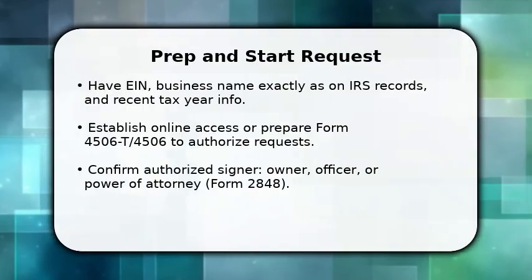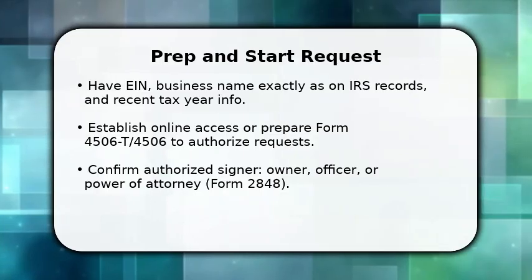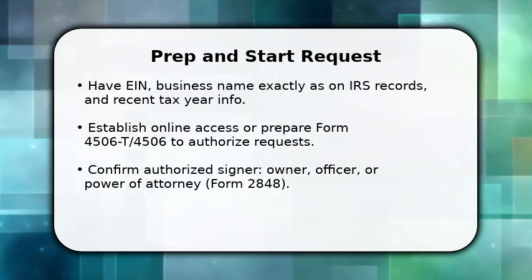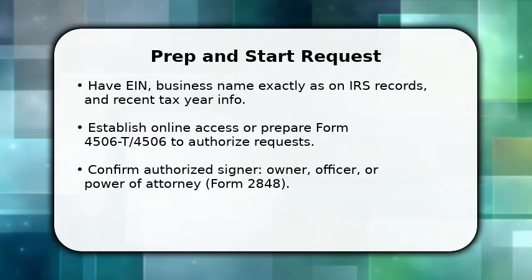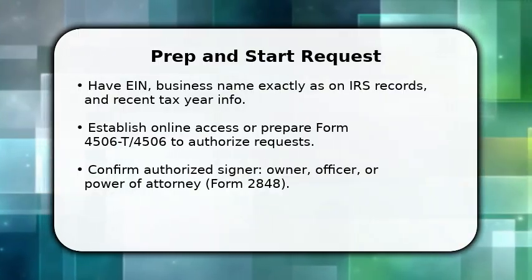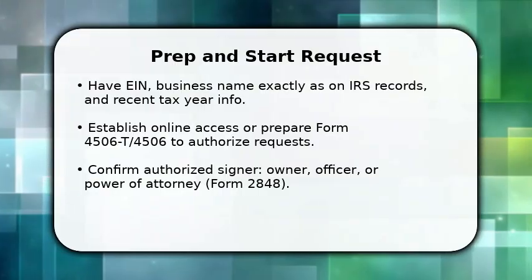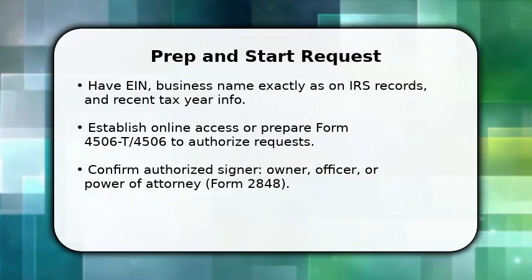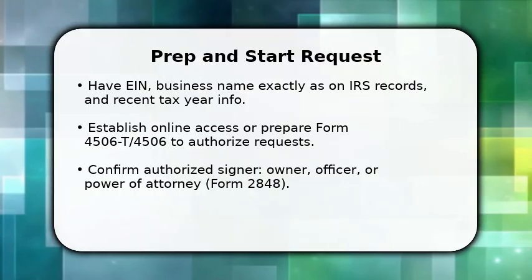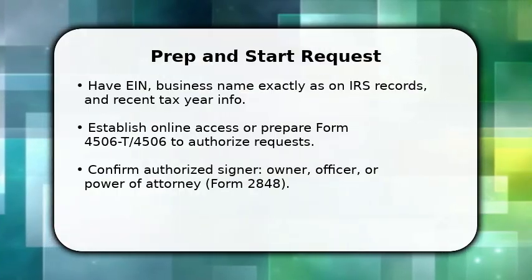You begin by gathering the essentials: the business EIN, exact legal name, and the tax years you need. Once you have that, decide whether you'll use IRS online services or submit a paper request. Online is faster. Paper needs a signed Form 4560 or 4506.